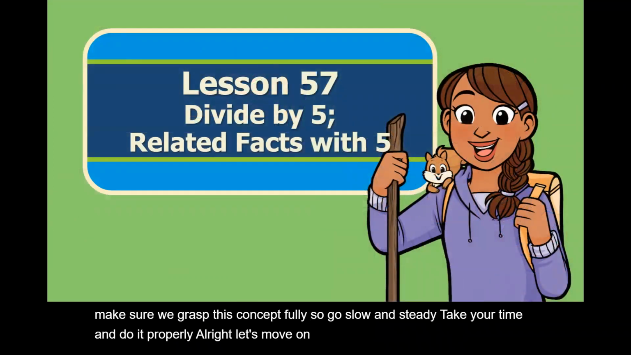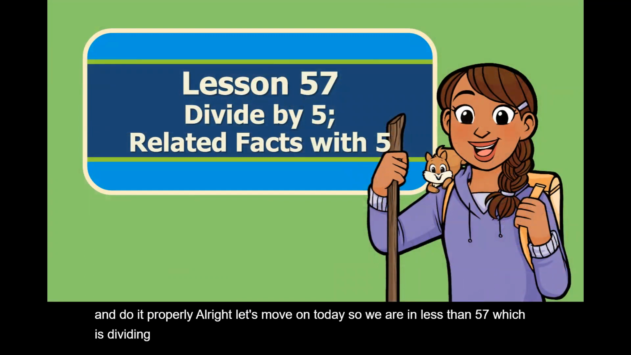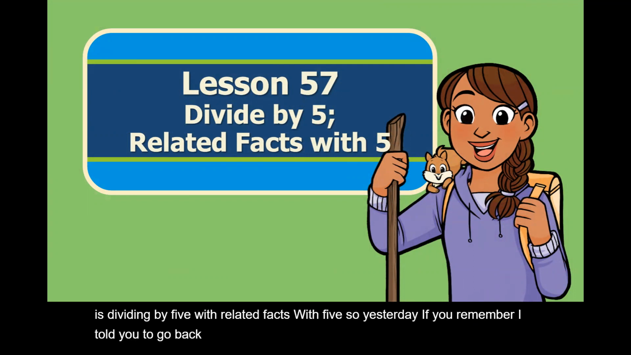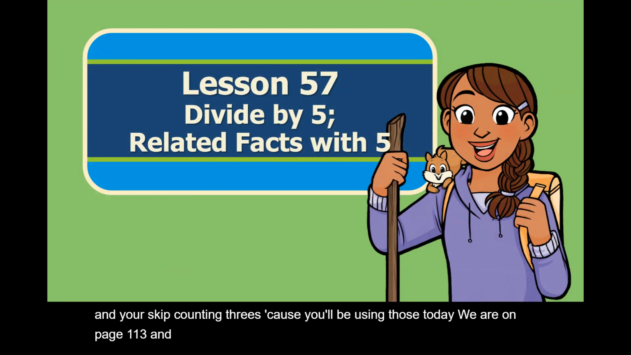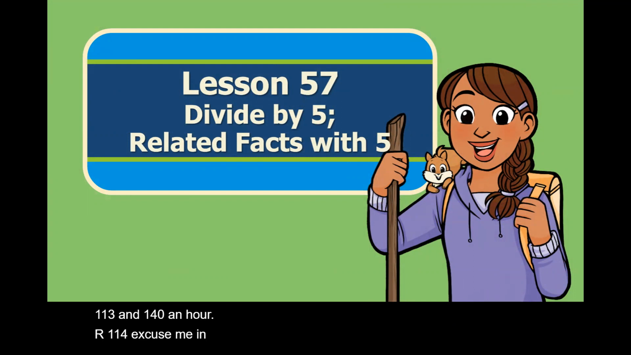So we are on lesson 57, which is dividing by 5 with related facts with 5. So yesterday, if you remember, I told you to go back and do your skip counting 5s again to help remind you, and your skip counting 3s because you'll be using those today. We are on page 114 in our math book today.